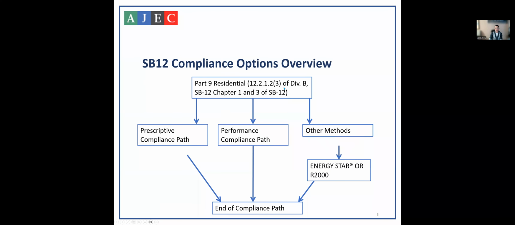Now, the third option is Energy Star or R2000 homes, but we don't have time to cover it today. So today I'm just going to focus on a bit of the prescriptive, but also mainly on the performance path, which is energy modeling and what that means.